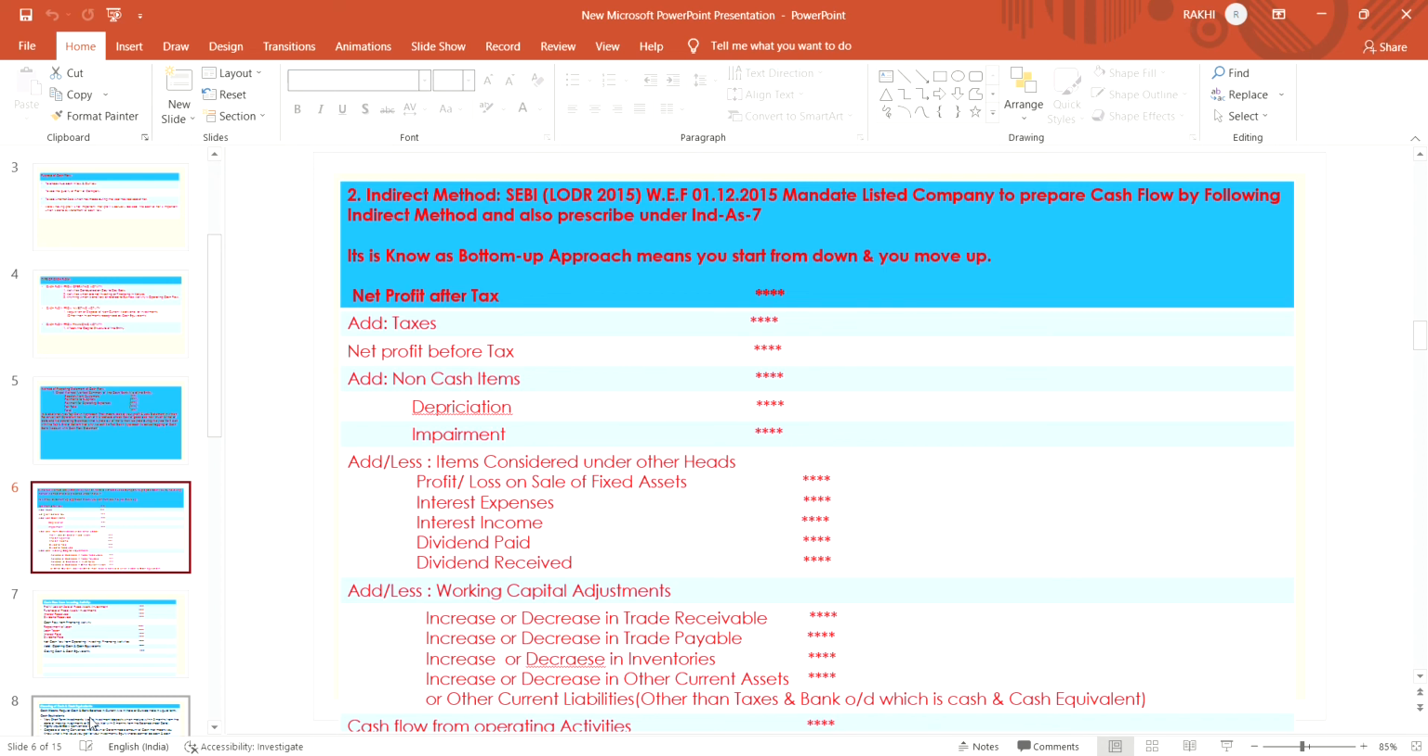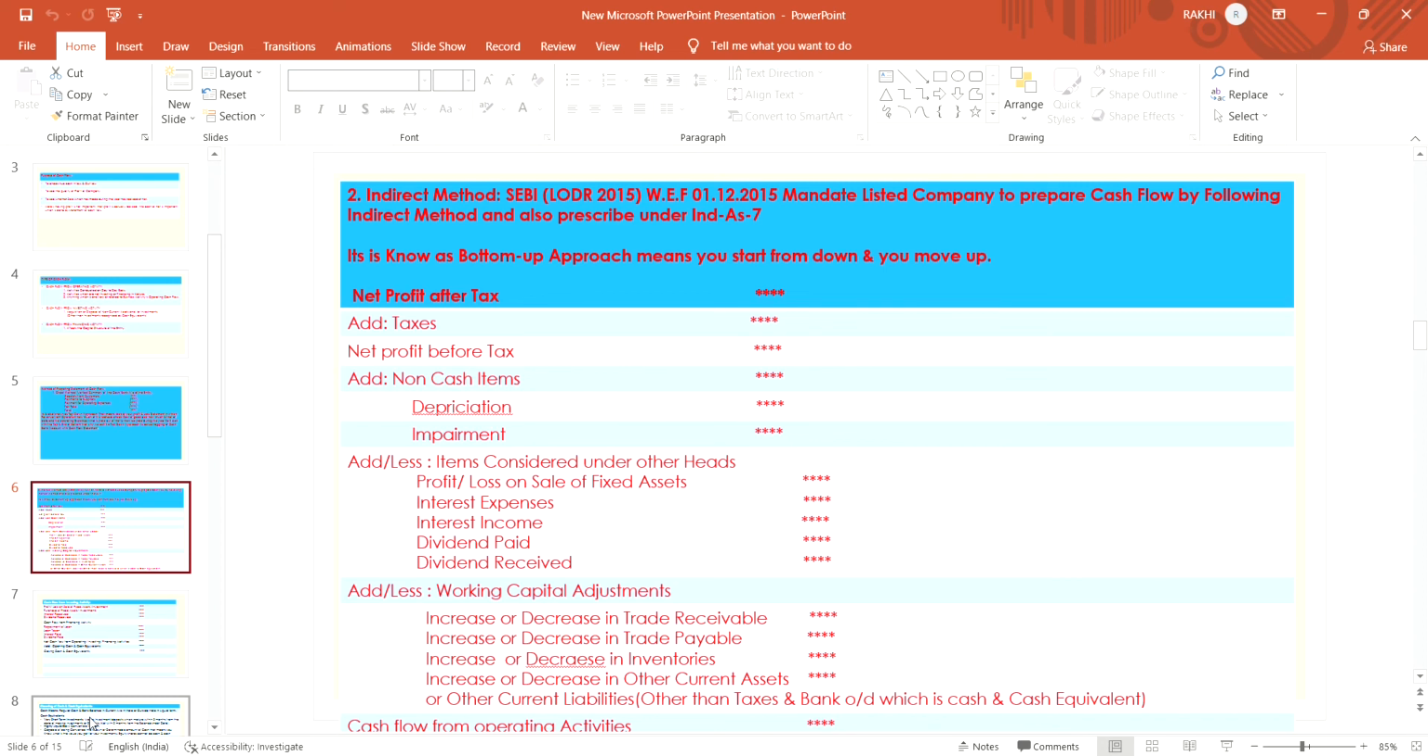Any impairment made is also a non-cash item. That's why we are adding it back to the cash flow, because that is not a cash flow item, and it reduces the profit of the company, which is not showing the actual cash, so we add it back. So we are adding back non-cash items. Then we will make some adjustments, add or less, like items considered under other heads.